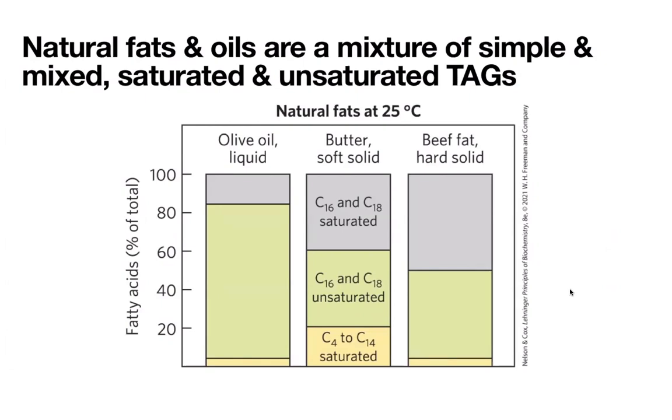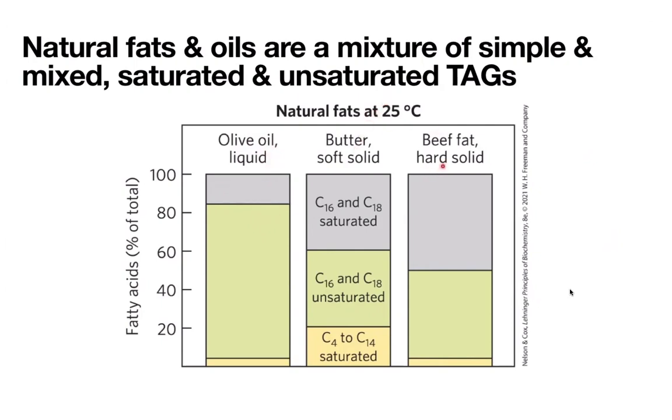So if you're thinking of olive oil, which is going to be a liquid at room temperature, well, it's predominantly going to have the C16 and C18 unsaturated. And when we say unsaturated, remember that's telling us it has those double bonds, those kinks that are going to make it more fluid, so it makes sense that it's a liquid at room temperature. It has those double bonds that are reducing the melting temperature.